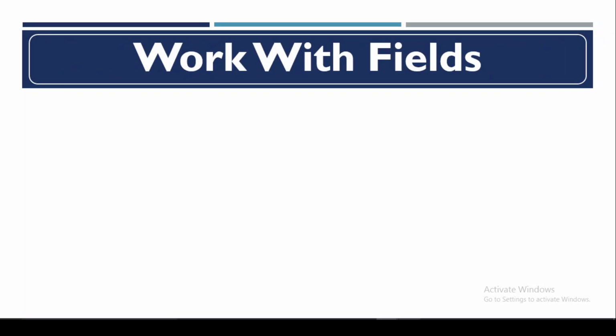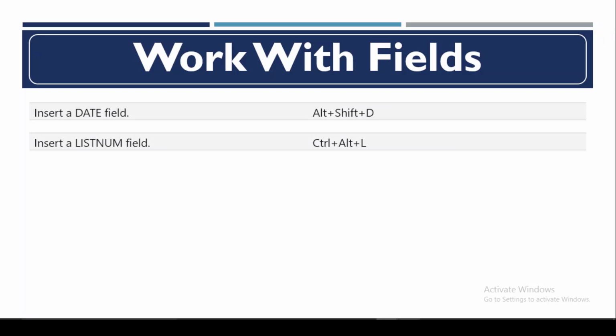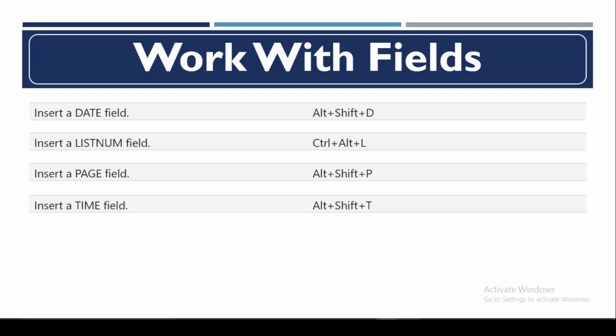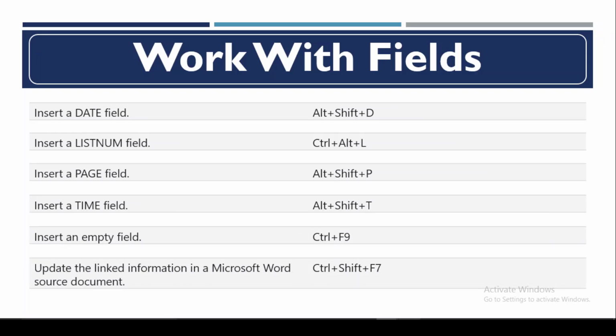Now, have a look at Work with fields. Insert a date field. Alt plus Shift plus D, insert a listnum field. Control plus Alt plus L, insert a page field. Alt plus Shift plus P, insert a time field. Alt plus Shift plus T, insert an empty field. Control plus F9, update the linked information in a Microsoft Word source document. Control plus Shift plus F7, update the selected fields.